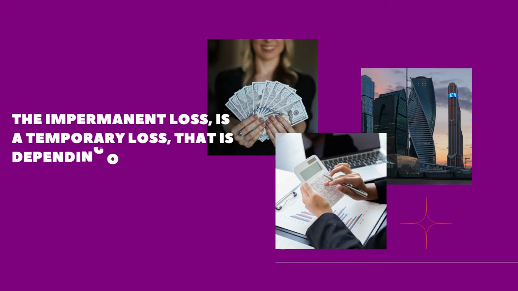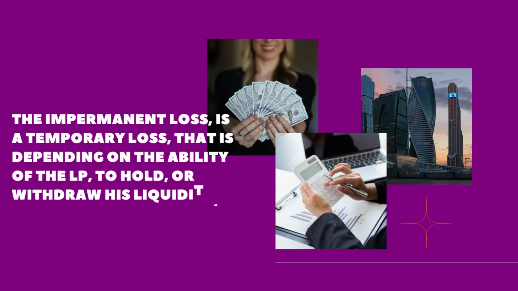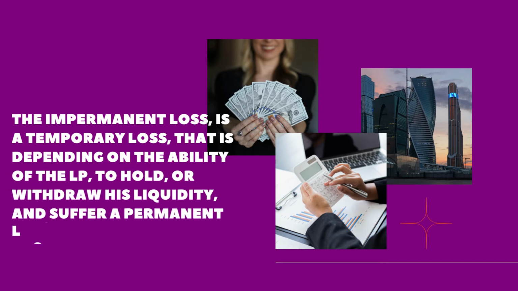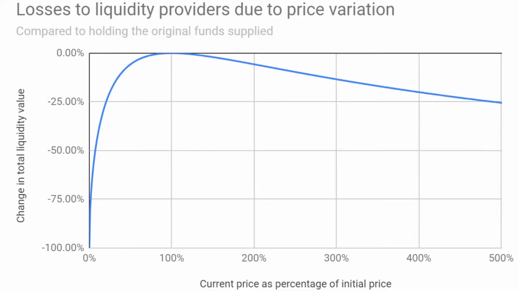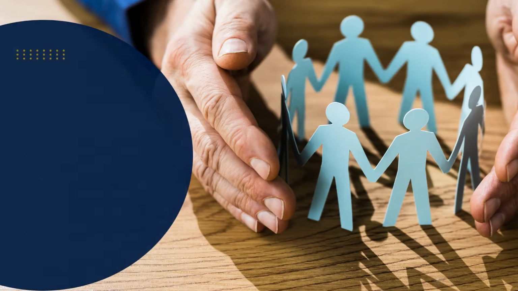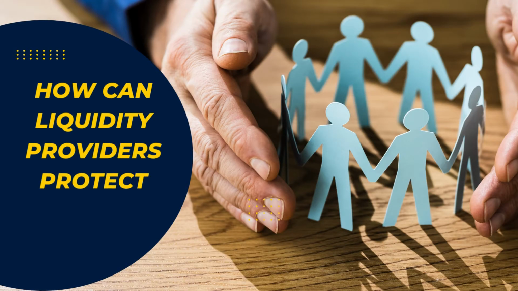impermanent loss becomes permanent. With this, we can see that impermanent loss is a temporary loss that depends on the ability of the LP to hold or withdraw his liquidity and suffer a permanent loss from whatever is gone. Below is a simple chart showing an impermanent loss variation ratio of 25% from an equal 50-50 liquidity provided.